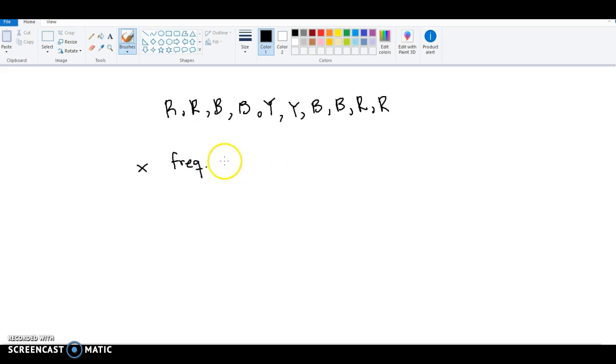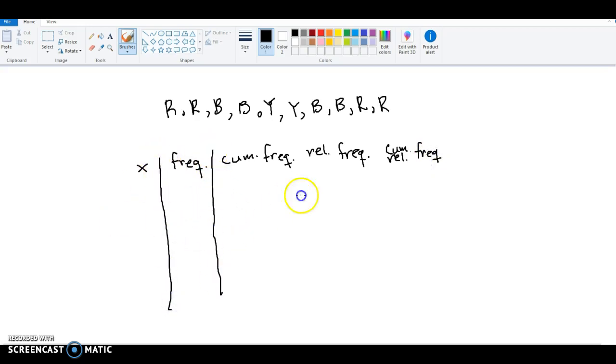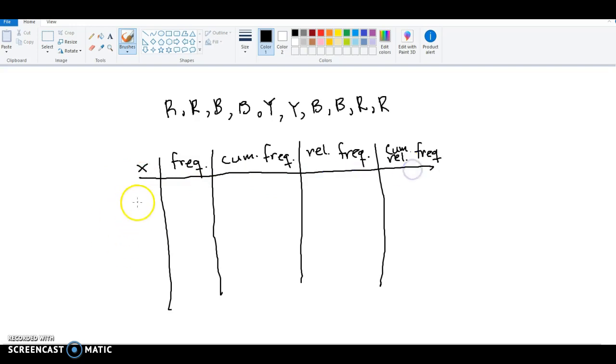So the frequency table, we just have the type of thing, then the frequency, then if we wanted to do the cumulative frequency, then the relative frequency, and then we could do the cumulative relative frequency. So the cumulative part, that's just essentially a running total, nothing too fancy. So we have different types of things. We have red, blue, or yellow. And you just have to go through and count.